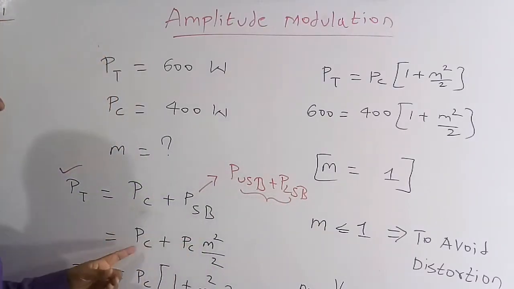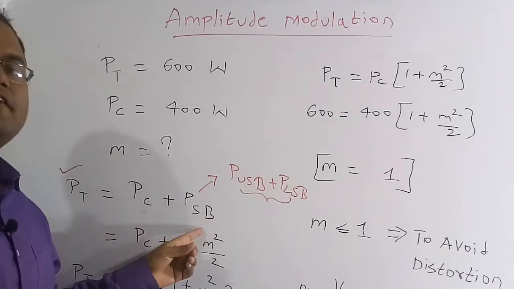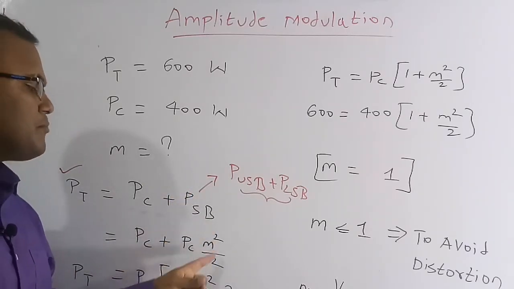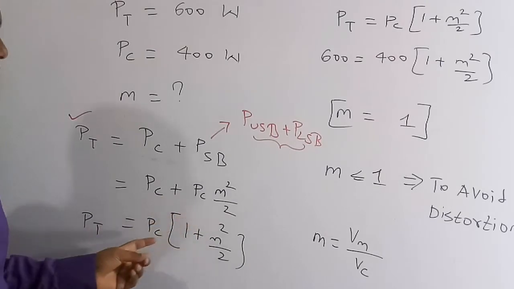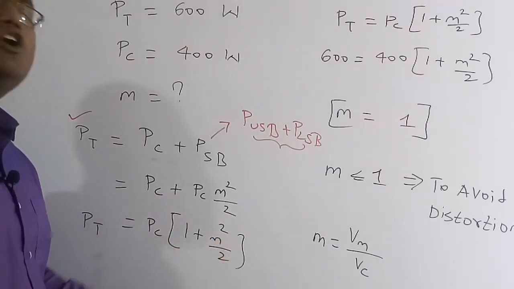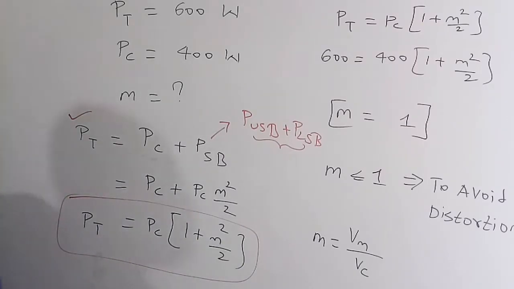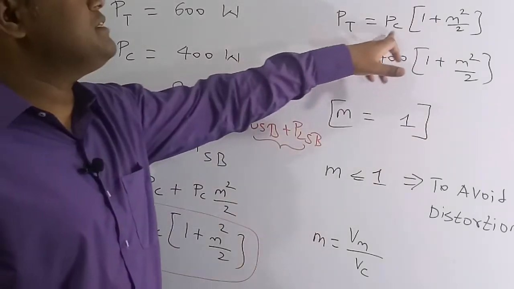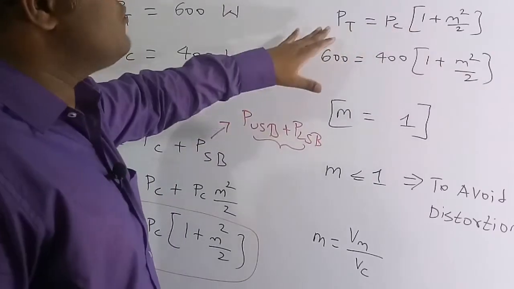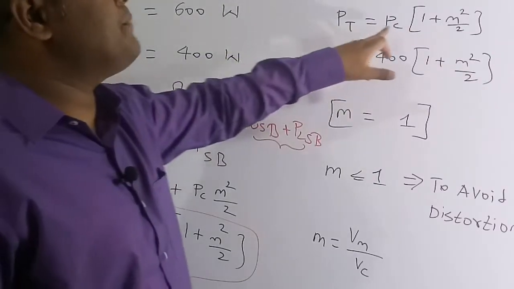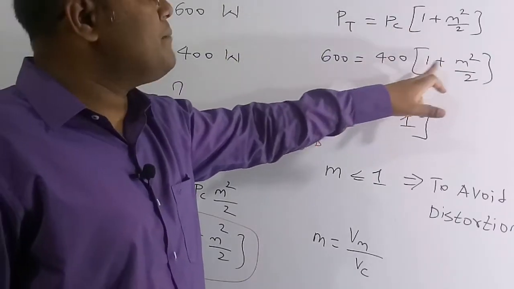Here PC is the carrier power, and the power of the sideband we can write as PC into m square by 2. If you take PC as common, it becomes PC into 1 plus m square by 2. This is a very standard equation, and by this equation we are going to solve this numerical. So PT is equal to PC into 1 plus m square by 2. In the question they have given PT is equal to 600 watt and PC is equal to 400 watt.